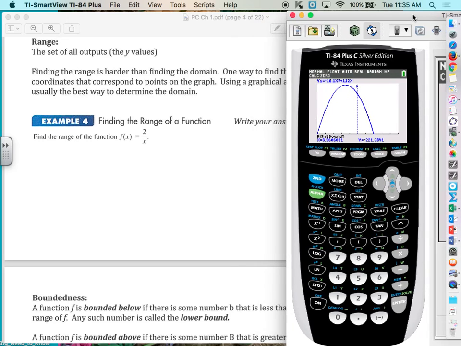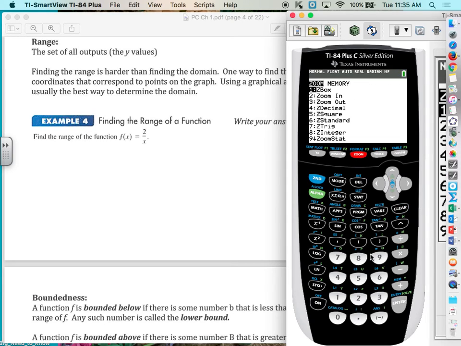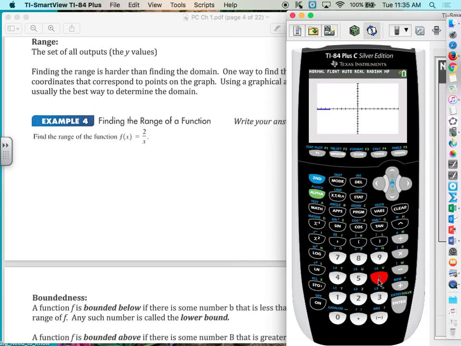So let's look at this first one. So I have y equals 2 over x. So we'll put that in. And then I'm going to look at the graph of this. I just reset my window to go from -10 to +10. So if you look at this graph, there's our graph there. Looks like two things are happening here. So it looks like if x is equal to 0, we'll have a vertical asymptote.